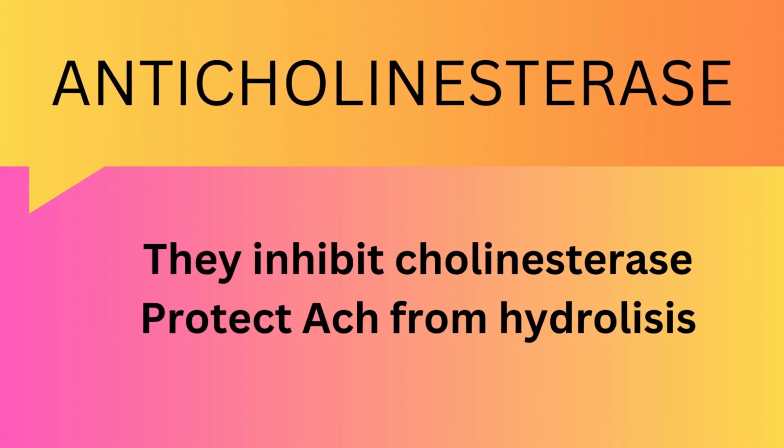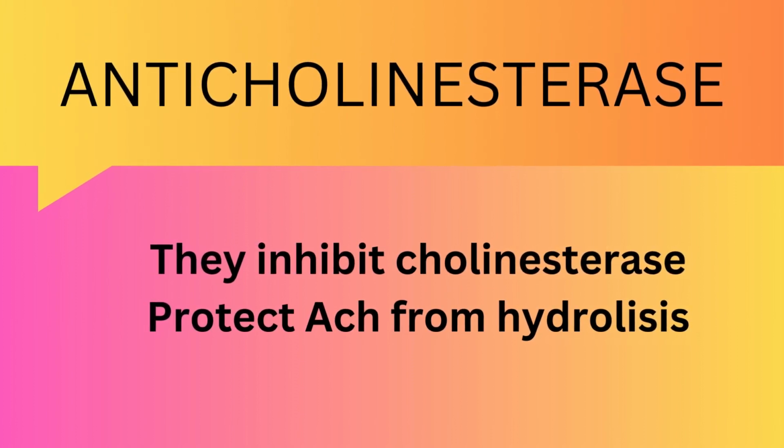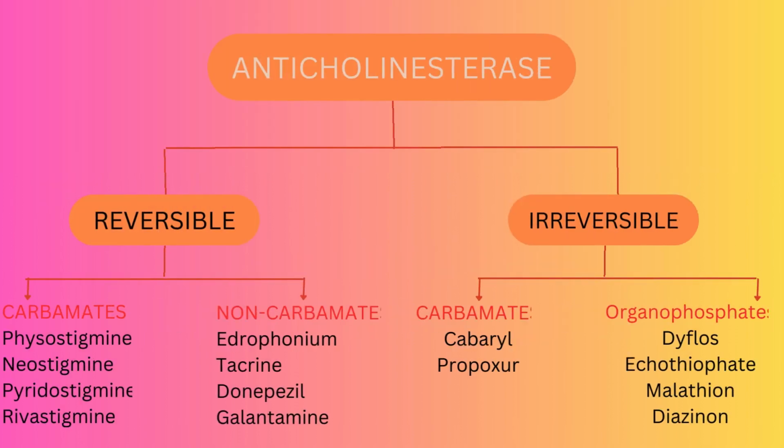Anticholinesterase is a group of chemicals which inhibit the enzyme cholinesterase. These drugs prevent the hydrolysis of acetylcholine. Anticholinesterase drugs are further divided into reversible and irreversible classes. Reversible drugs include carbamates and non-carbamates. Carbamates are physostigmine, neostigmine, pyridostigmine, and rivastigmine. Non-carbamates include edrophonium, tacrine, donepezil, and galantamine.